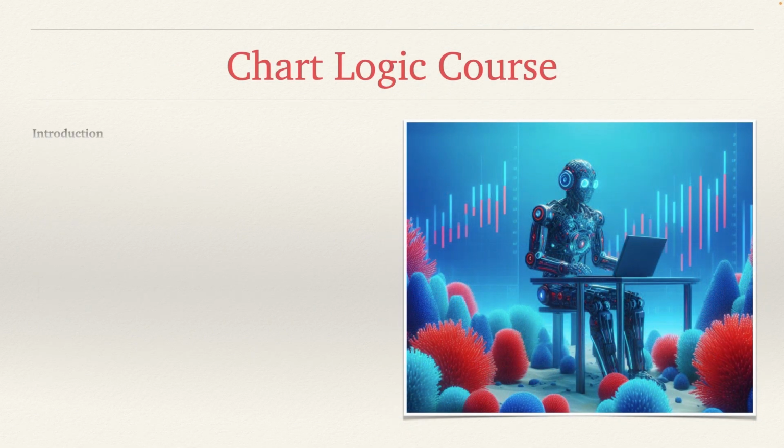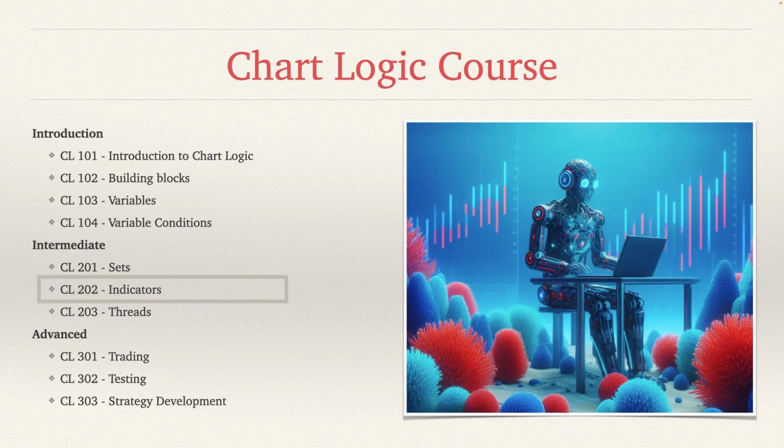Here's where we are in the ChartLogic course. Indicators are pretty straightforward, really. Using the indicator condition, you select and configure an indicator, and then you have access to that indicator's data, which you can then use in your strategies. We'll go over how all this works.